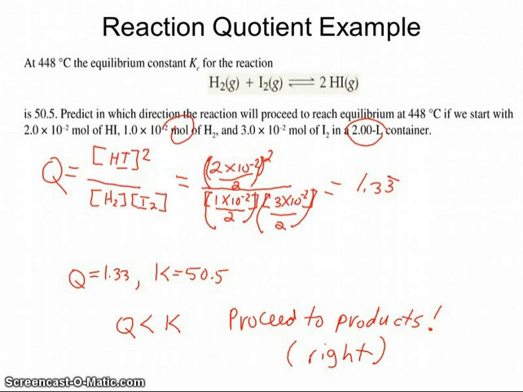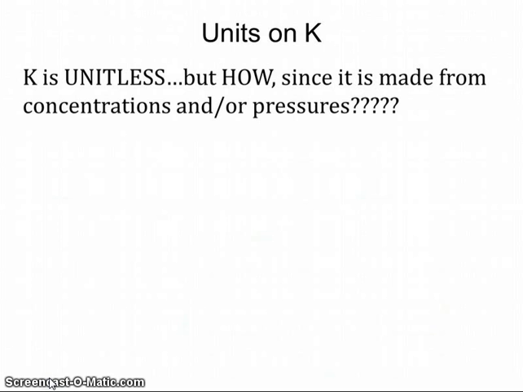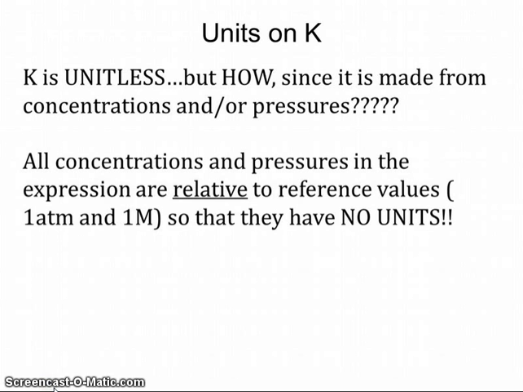Okay, so how then do we know what units to use on K? Because I know when we use the lowercase k, our small k referring to kinetics, we were always very interested in the units. Well, for equilibrium K, K is unitless. You might ask how, since it has concentrations and pressures and all those things inside it. Well, as it turns out, all those concentrations and pressures are made relative to the reference values for standard conditions. So all pressures are relative to 1 atmosphere or 101.3 kilopascals, depending on the unit you're using, and all concentrations are relative to 1 molar.